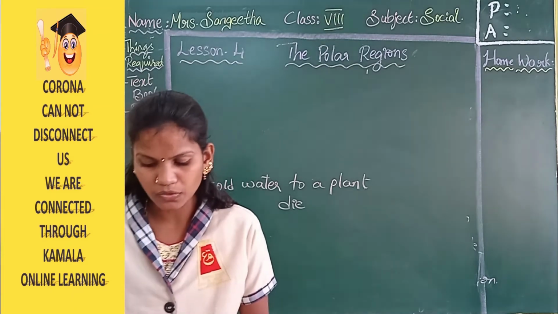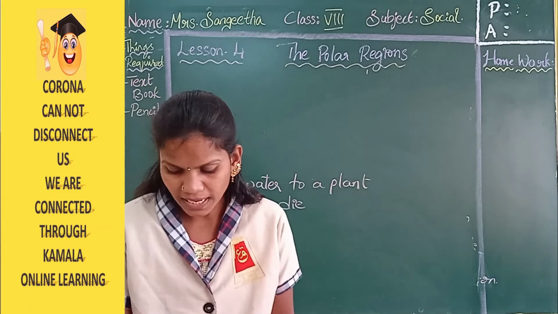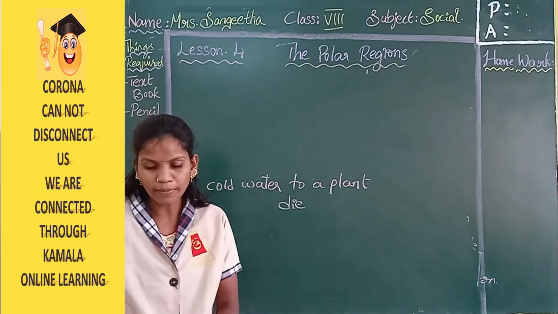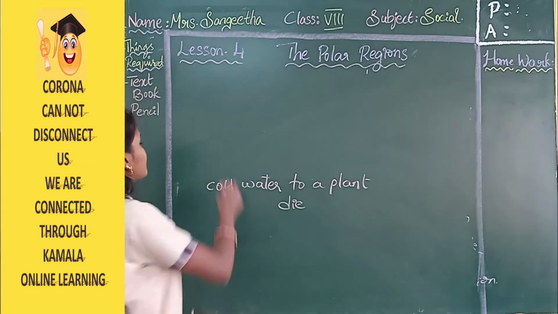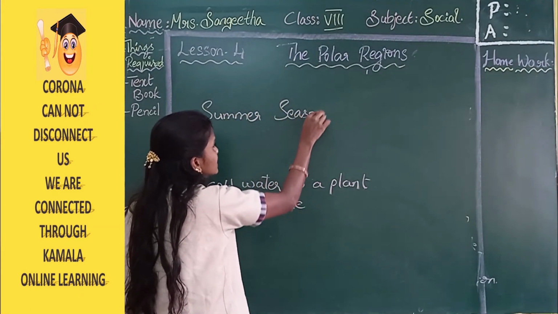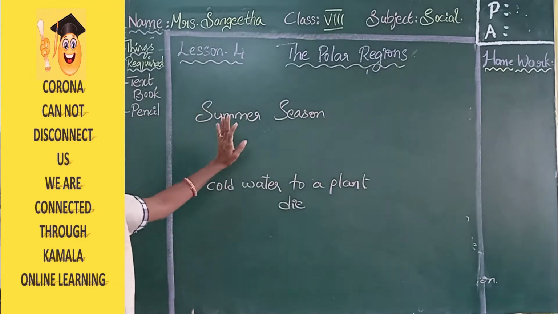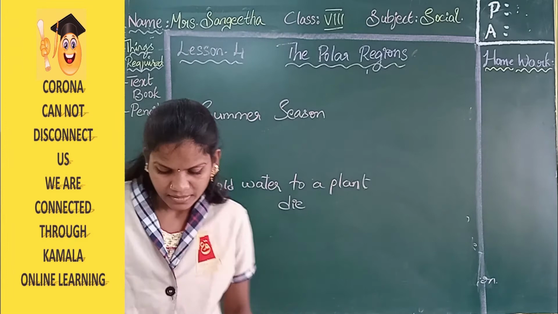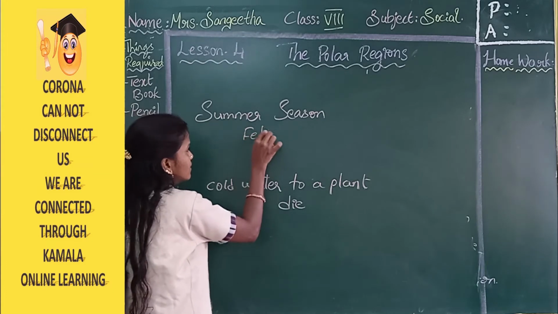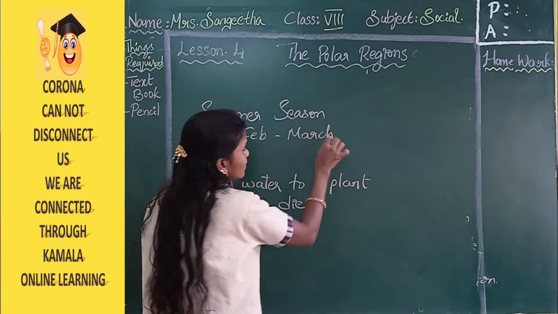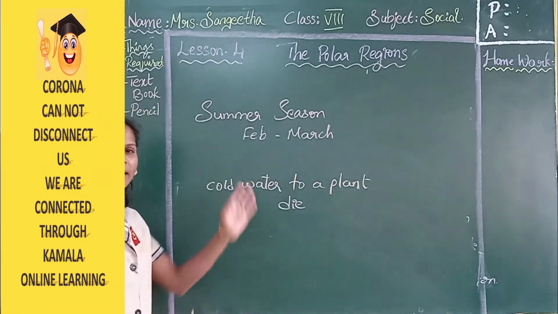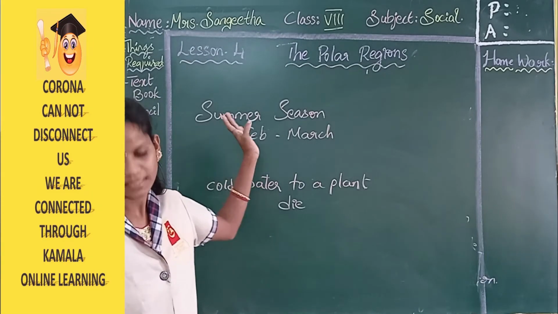Since the sun does not go high up in the sky, it is never very warm. See, the summer. Summer season. Yes, how many types of seasons are there? We have 3. Summer, rainy and winter season. In the summer, the sun begins to shine in the Tundra around February month, March month. Feb and March, 2 months. And the sun begins to shine. Maximum, the sun will shine in the summer season.